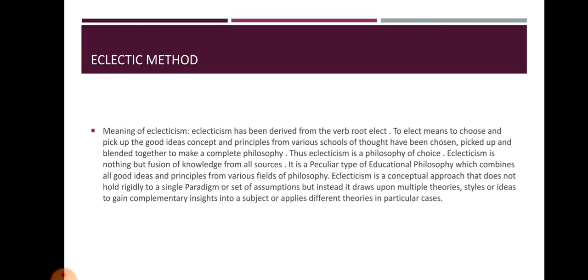So first of all, we have to know what is the eclectic method. Eclecticism has been derived from the verb root elect. To elect means to choose. Good ideas, concepts and principles from various schools of thought have been chosen, picked up and blended together to make a complete philosophy.